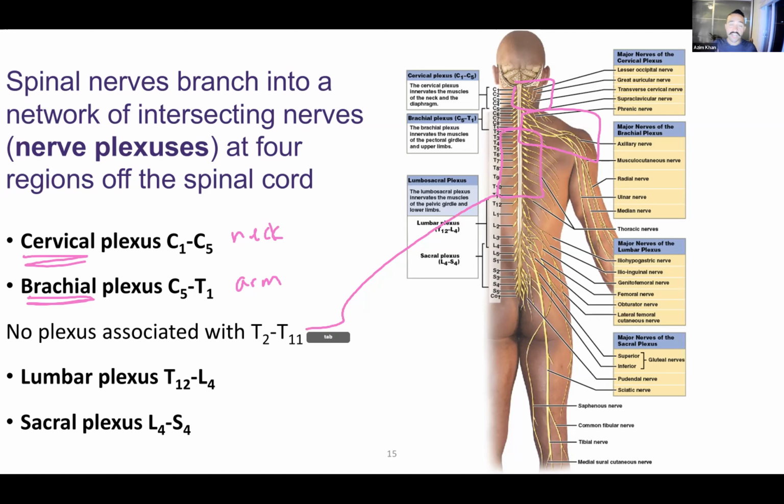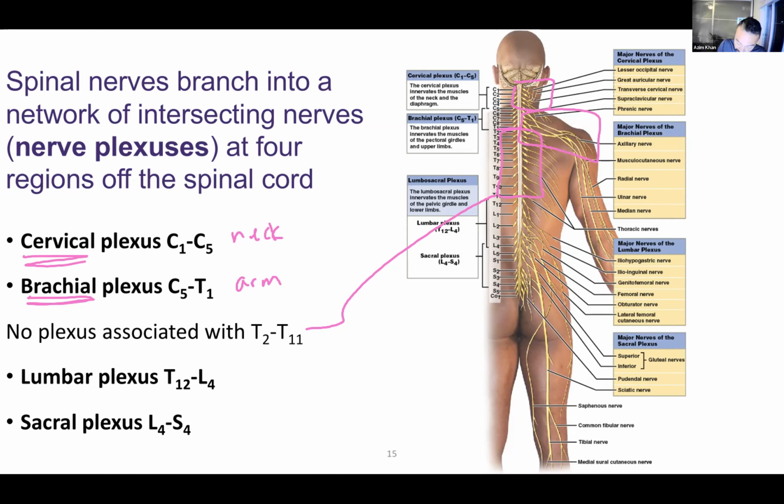Even though your chest and abdominal area physically take up a lot of space, there's not as many muscles to control here. And in terms of sensitivity, this is a lower sensitivity part of your body. Your hands, for instance, are highly sensitive, so you need a lot of nerve endings here. And so there's going to be a lot of nerves going to and from these areas. Thoracic area, abdominal area, relatively fewer number of skeletal muscles to control. And while there's more surface area, there's less sensitivity, so there are fewer neurons. So there's no plexus associated with T2 to T11.